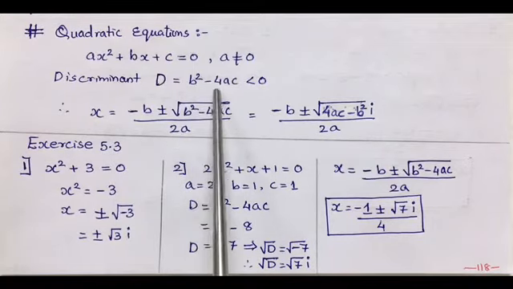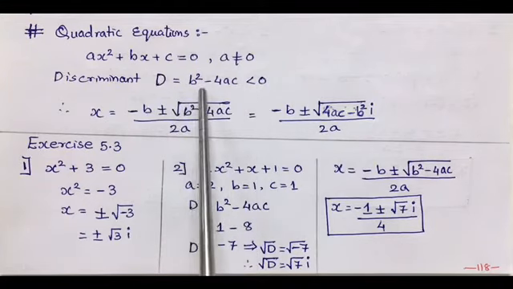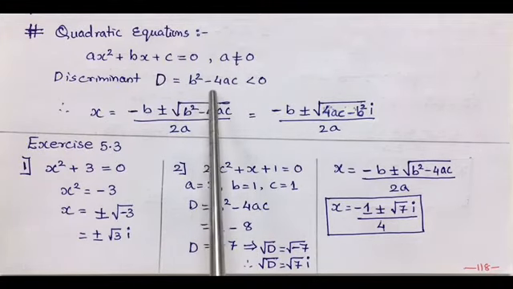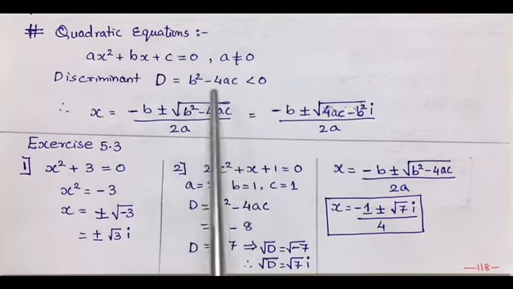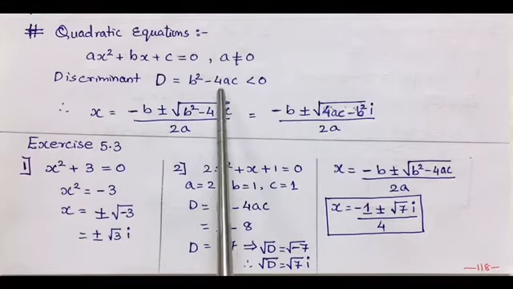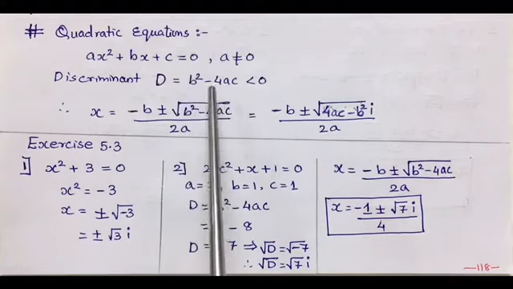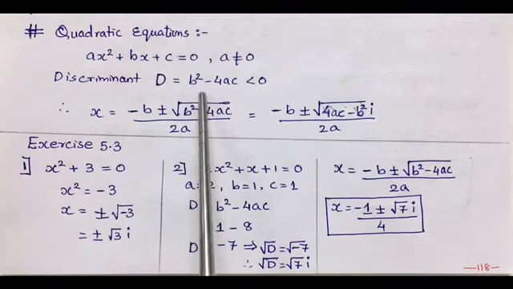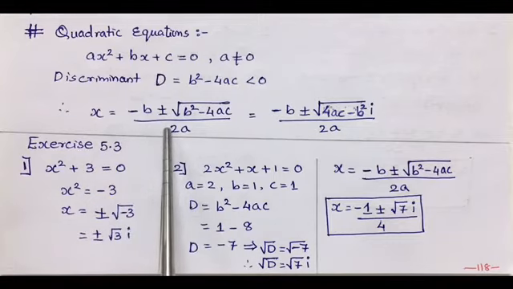If b square minus 4ac is less than 0, meaning the value of D is negative, it does not belong to R. If the value of D is negative, then it belongs to complex numbers. So we are going to study now that if the value of D is negative, how we can calculate the value of x by using the discriminant form.